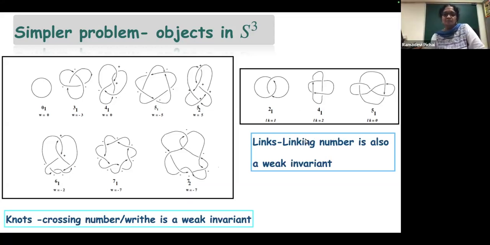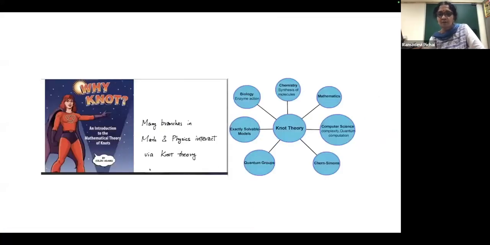Okay. So this is just to give you a motivation that our aim is to find a mathematical quantity for these simpler objects, not crossing number or linking number. Of course, we should find in physics, in a quantum field theory, is there a formal way of defining the expectation value of an operator which corresponds to an observable, which is the crossing number or linking number. I'll come to it, but that is the motivation.